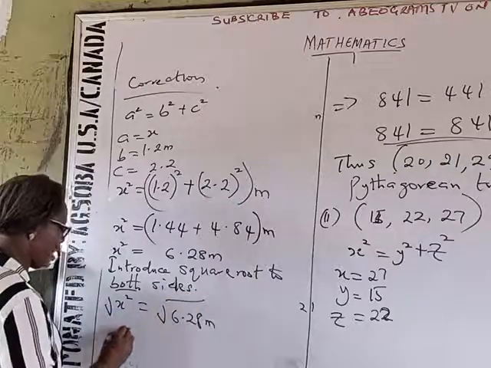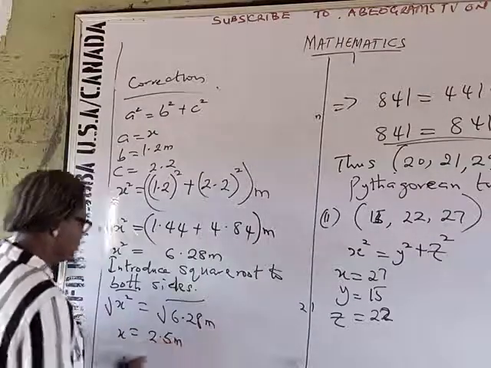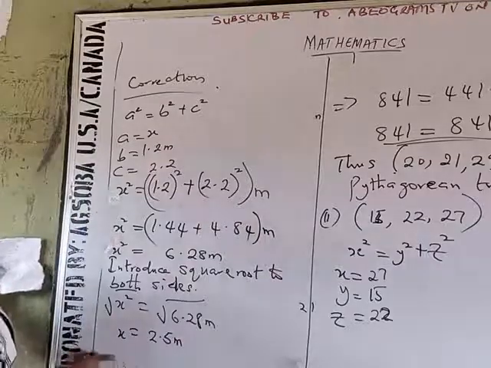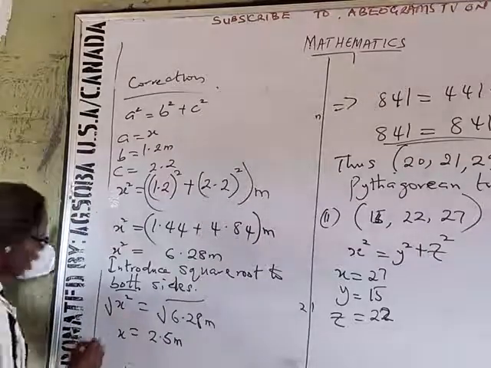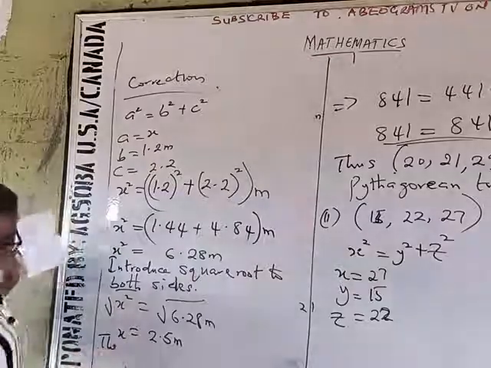And so our x equals 2.5 meter to one decimal place. 2.5. So that means, the conclusion of that now is that automatically the longest side, let me put that there.